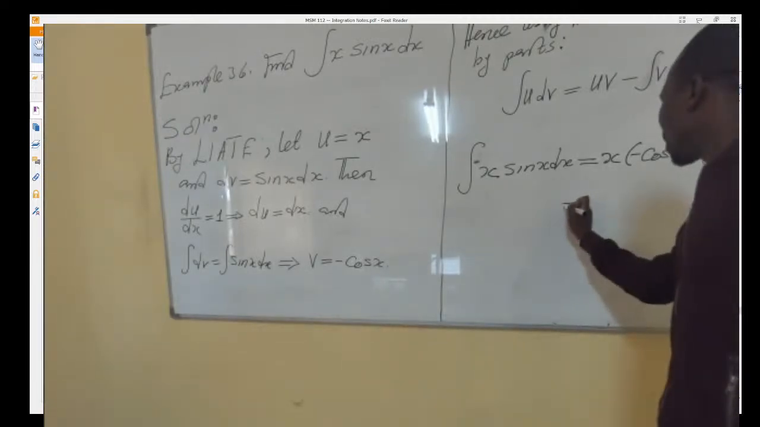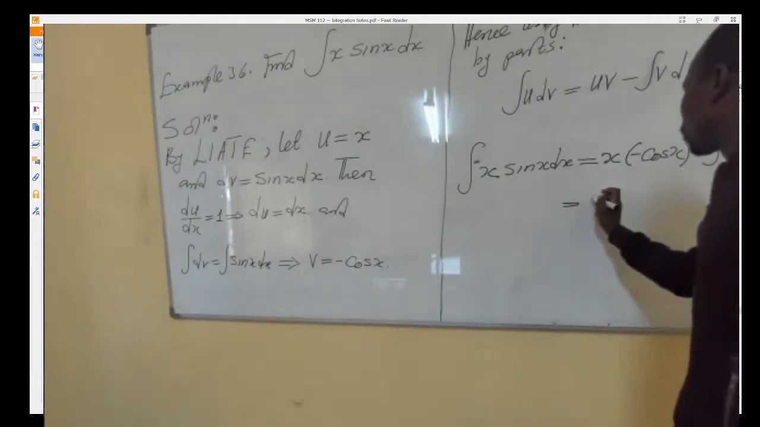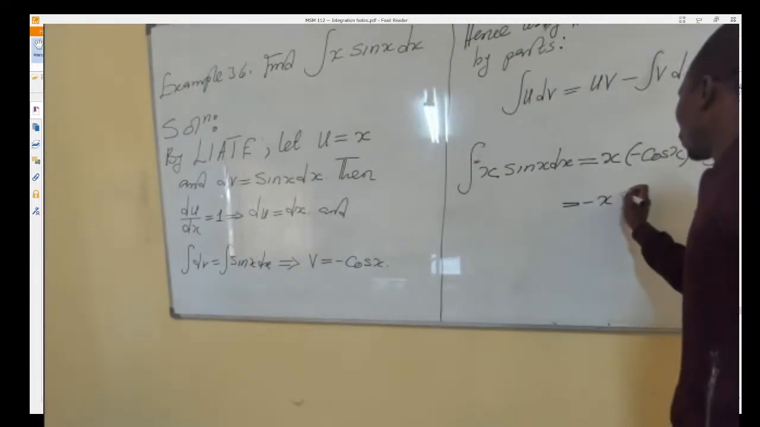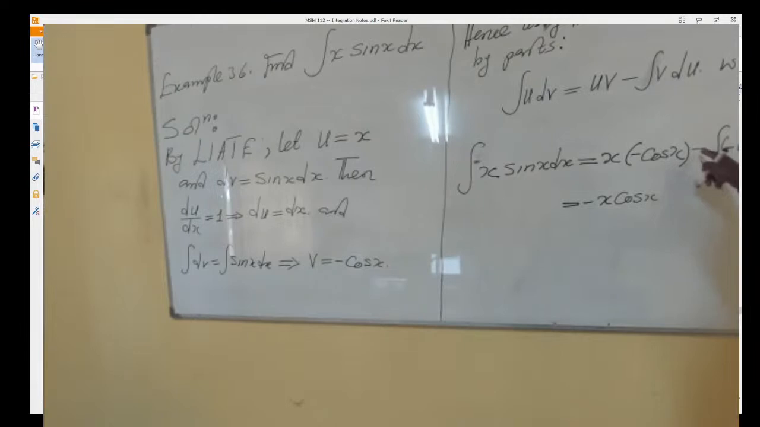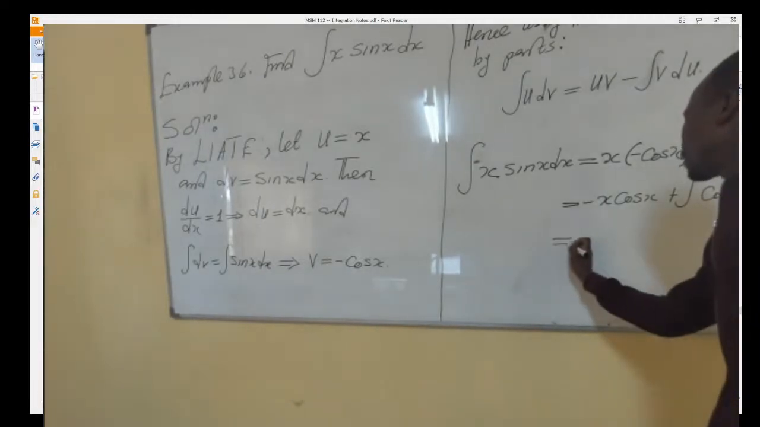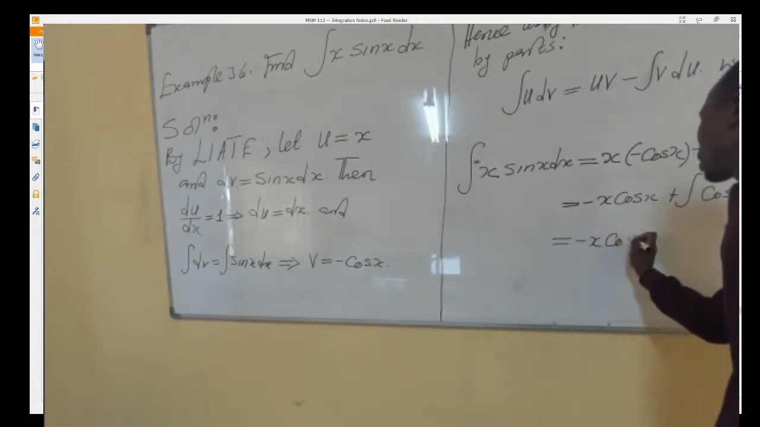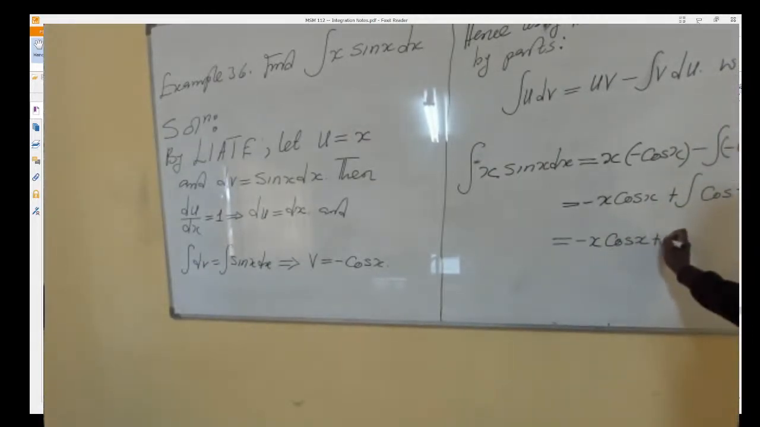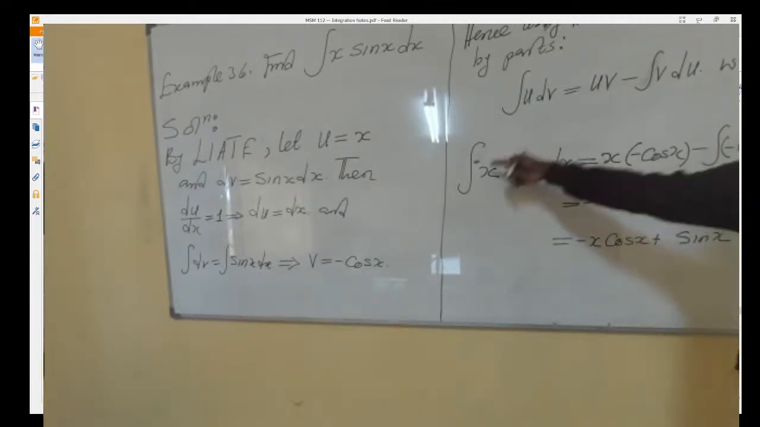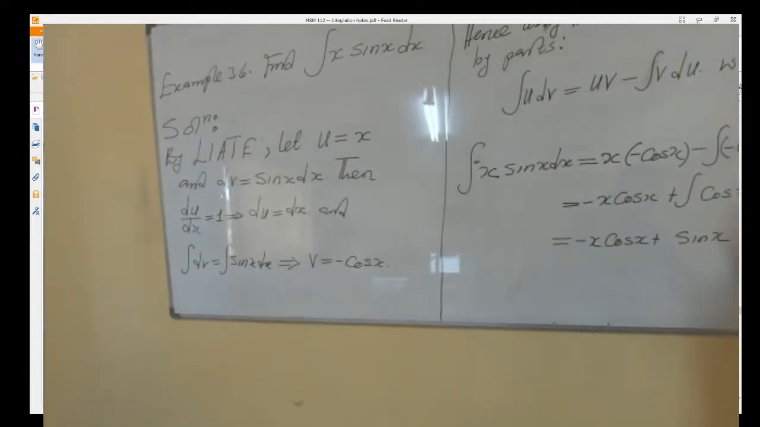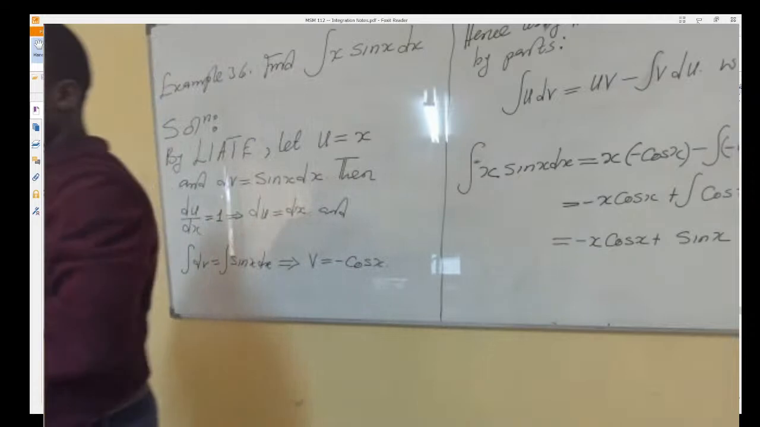Then this will be equal to x times the negative of cos x, which gives us negative x cosine x. Now, negative times negative gives us positive, so we have plus the integral of cos x dx. This gives us negative x times cosine x, plus the integral of cosine x, which is sine x. Because we are taking the indefinite integral, we need to add a c. Then you are done with your integration by parts.